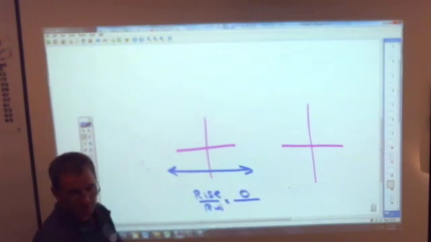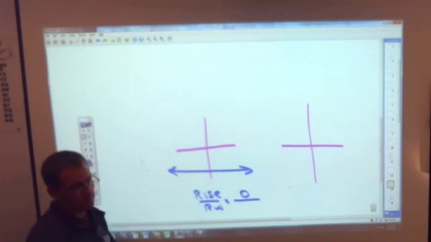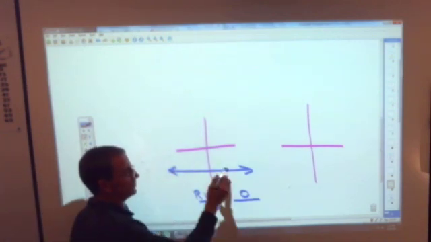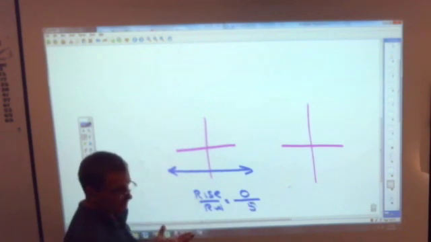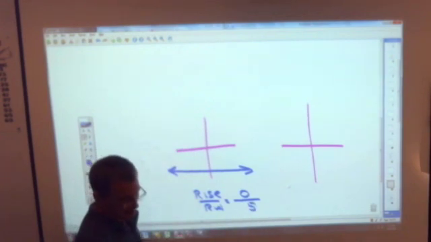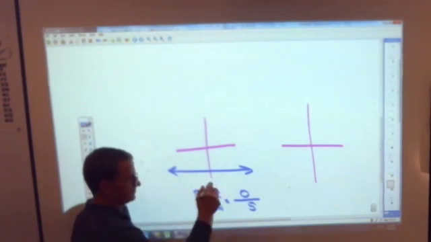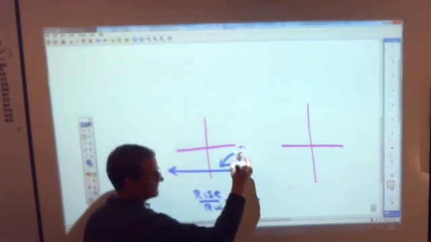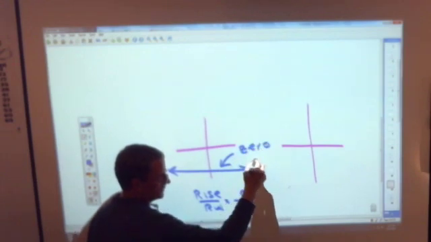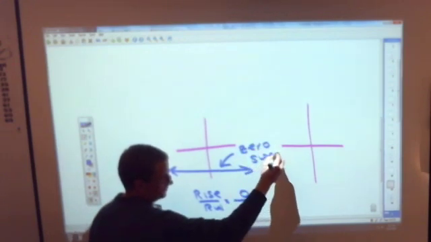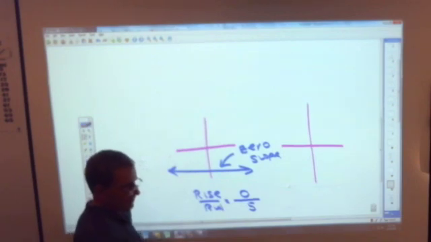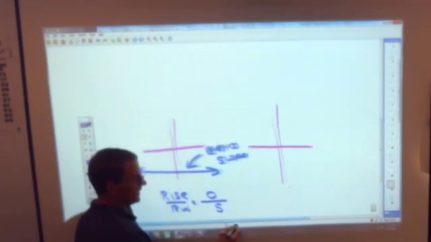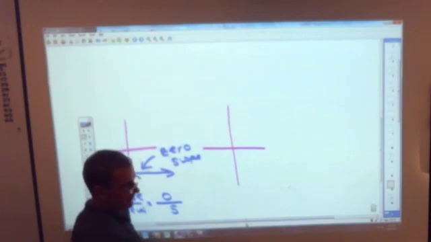How wide is it? Well, it could be any number wide. It goes on forever. But let's just pick one, 5. If you have the fraction 0 over 5, what does that simplify down to? 0. A horizontal line has 0 slope.